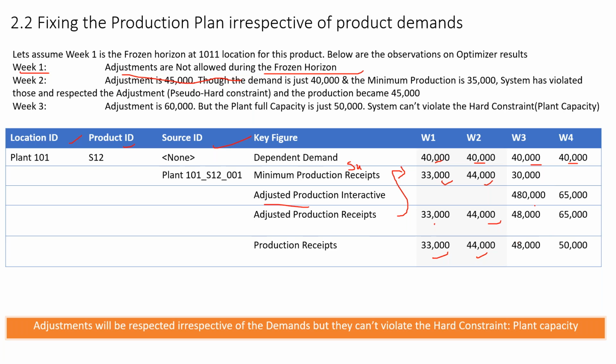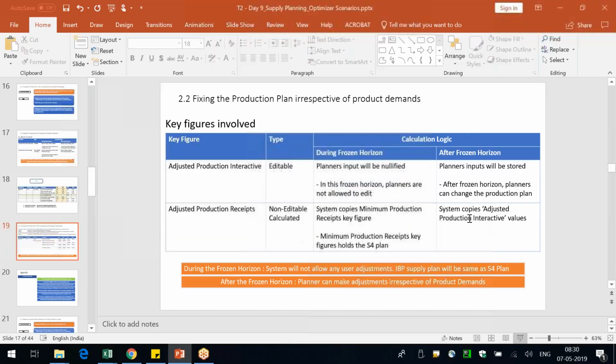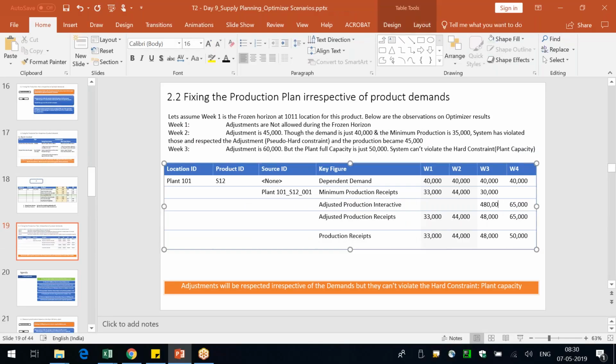And I think the interactive here, this is not a 4,80,000 typo. It is just 48,000. So though the minimum is 30,000, though the demand is 40,000, doesn't matter. Adjustments will get the highest priority. Interactive gets copied onto adjusted. Adjusted becomes the output. That's why you can see here 48,000.